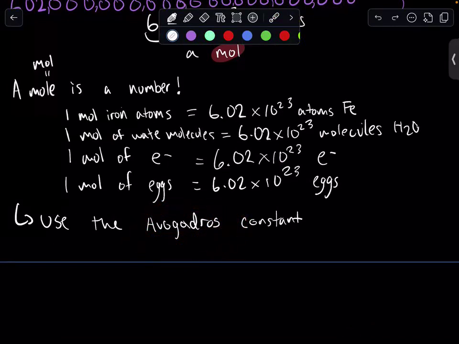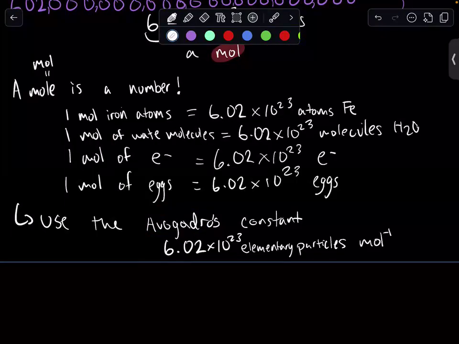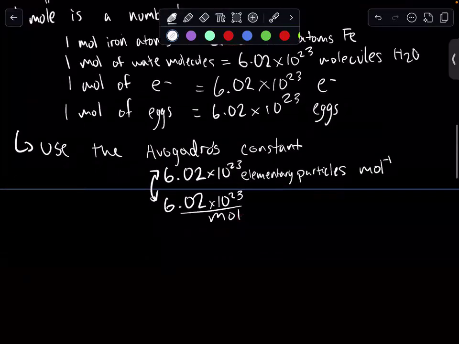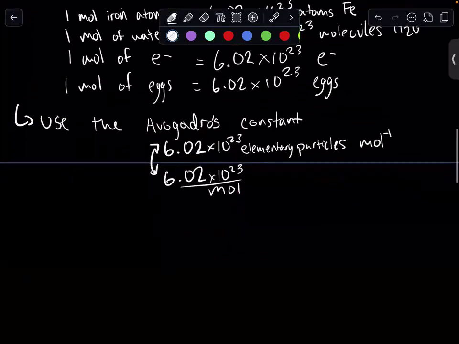So the number is also sometimes called Avogadro's number. But we use the Avogadro's constant, which is 6.02 times 10 to the 23rd elementary particles mole inverse. So what that really means is 6.02 times 10 to the 23rd divided by mole. It's the same thing. So how do we actually use it? Well, the best way to do that is with some examples.